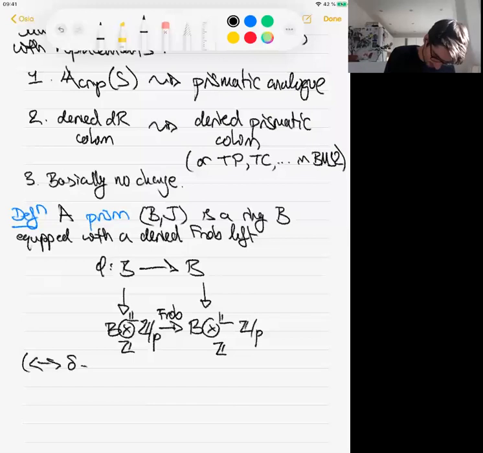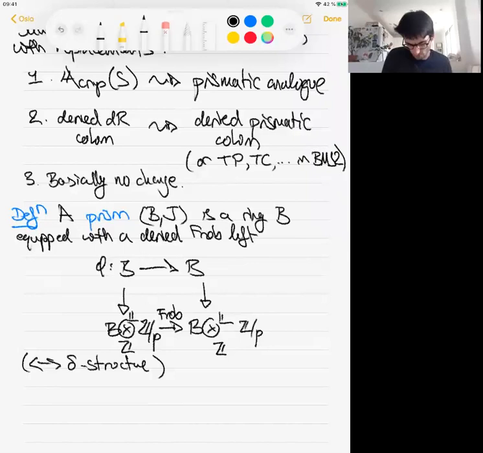What's it called? Delta structure, delta map. I forget the terminology now. Delta structure. No, it's called a delta. I don't know.